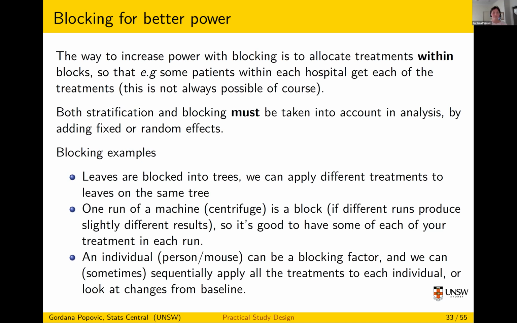Of course, that's not always possible. And like I said, you have to take this into account. So by blocking, you are breaking the assumption of independence, which is not great, or it's fine if you take it into account, but it's not great if you don't. So if you're doing stratification or blocking, you take that into account in the analysis by adding either fixed or random effects as required.